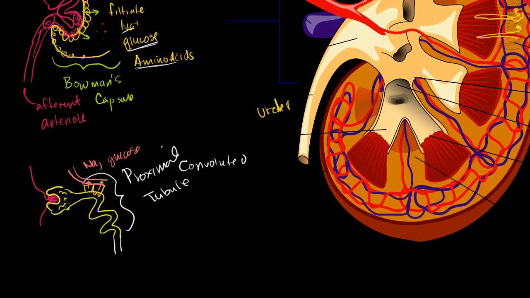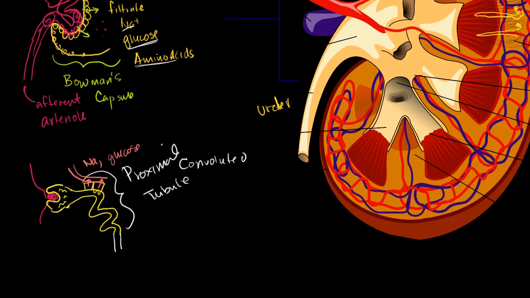If all of the water that was originally in the filtrate we were just leaving our urine, we'd be excreting gallons and gallons of water every day, which we do not want to do. So that's the whole point. We're starting the absorption process. And then we'll enter the loop of Henle.